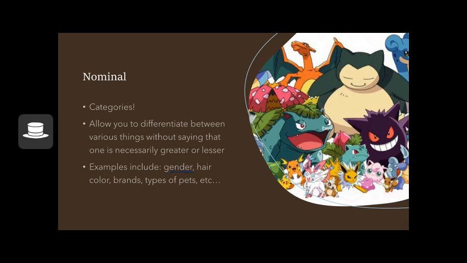Gender, nominal, right? Hair color, brands, types of pets. Do you like cats, dogs, lizards? All those things are nominal. Again, we're not saying that one thing is better than another. All we're doing is categorizing.